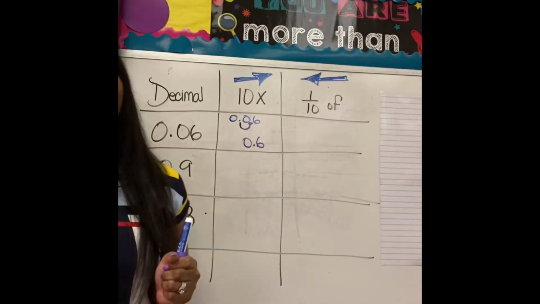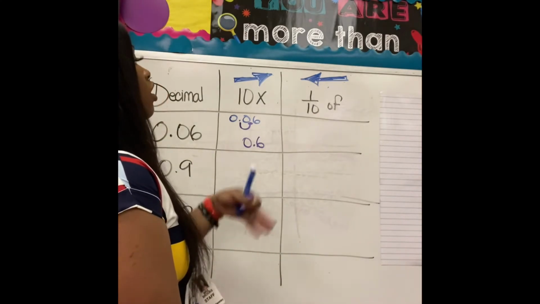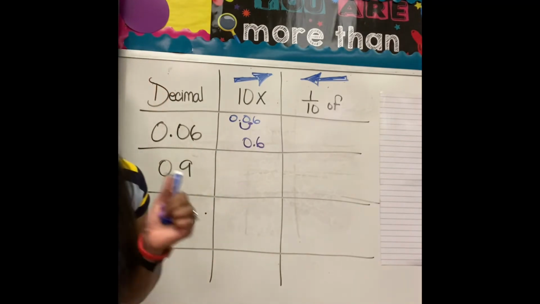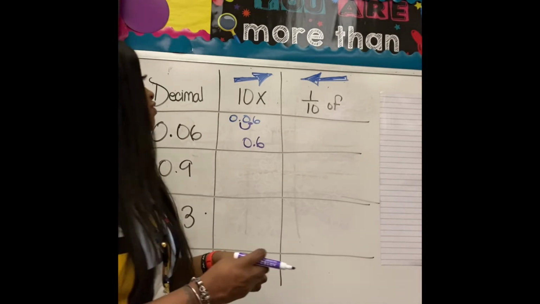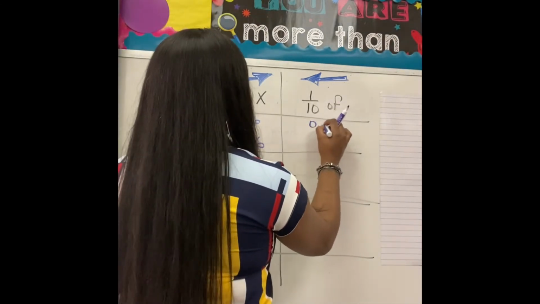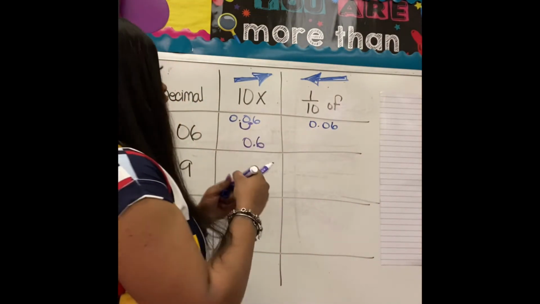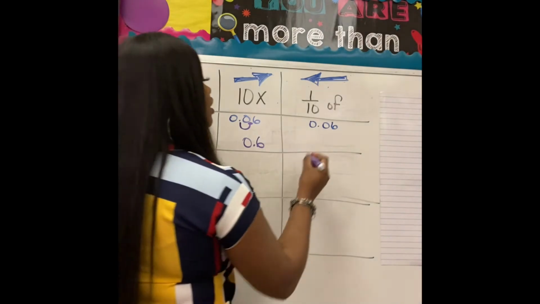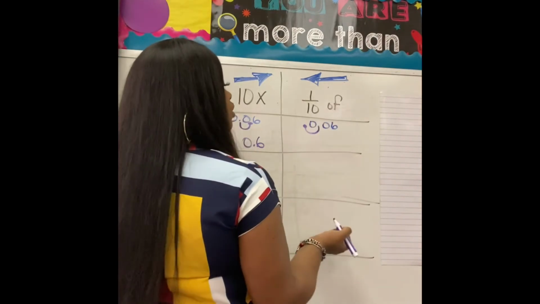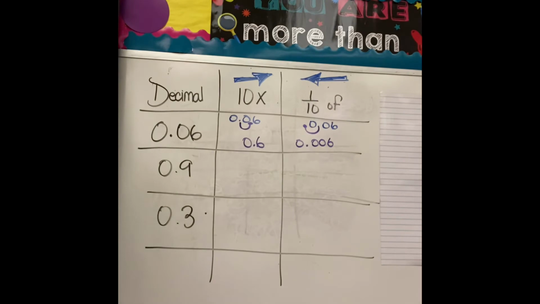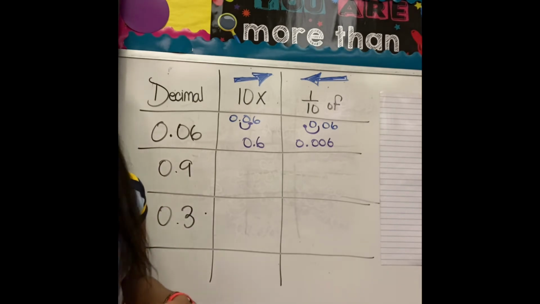Now let's try another example. If we are looking at 1/10 of 6 hundredths, we are moving our decimal to the left, to the left. So if I go ahead and write my decimal again, I know that 6 hundredths, I'm going to move my decimal to the left, and I rewrite my number, it's going to be 6 thousandths. So 1/10 of 6 hundredths is actually 6 thousandths.